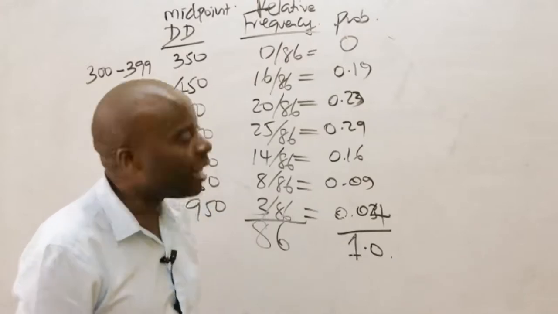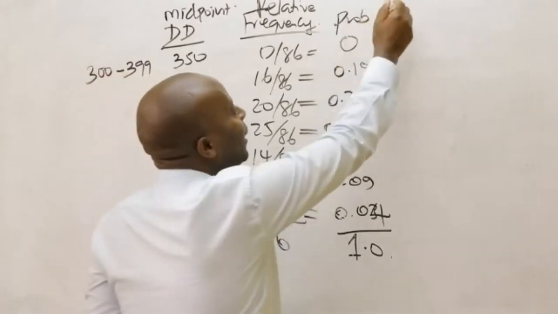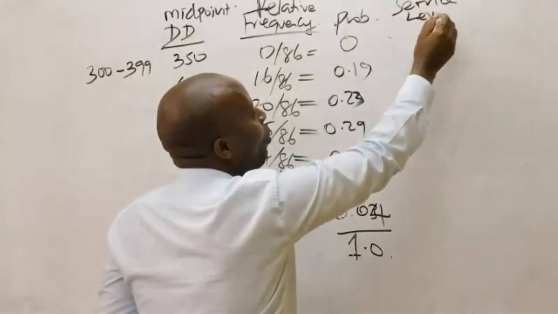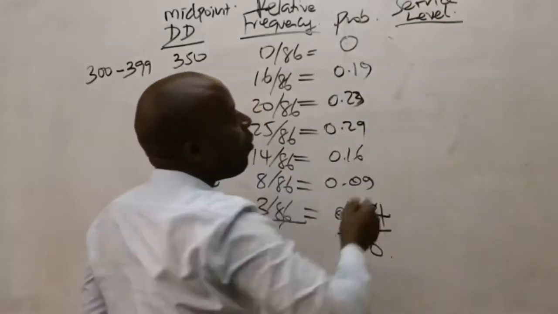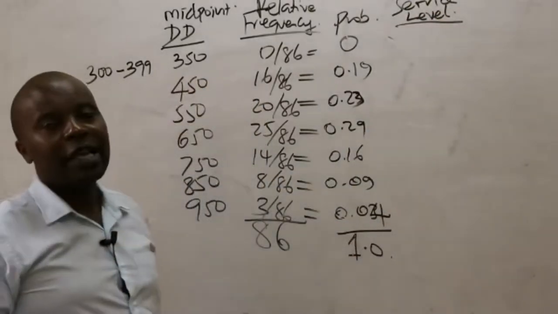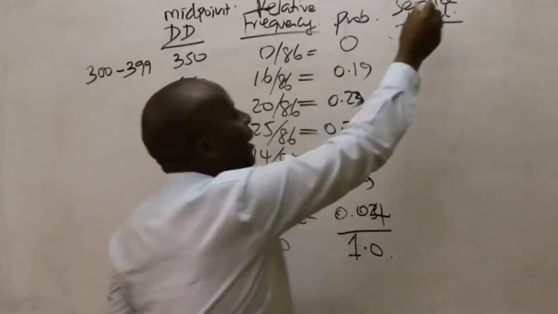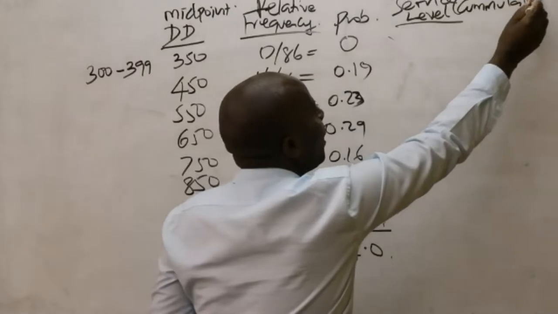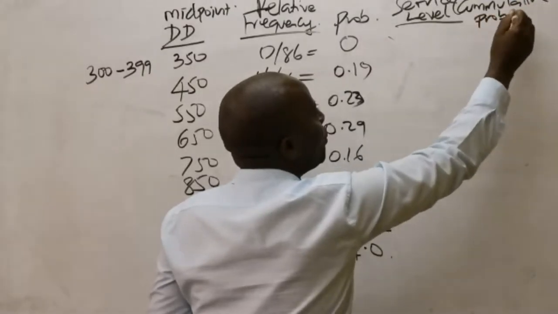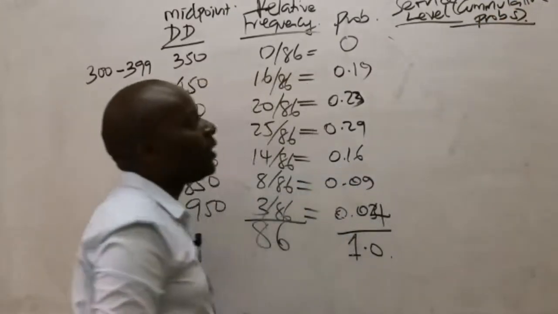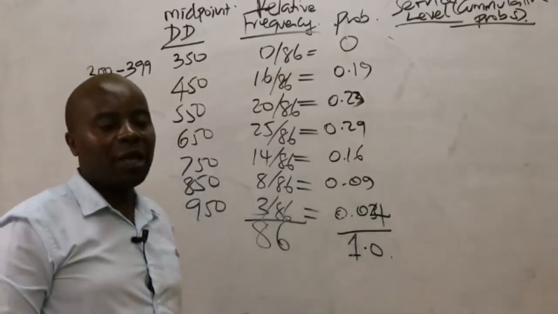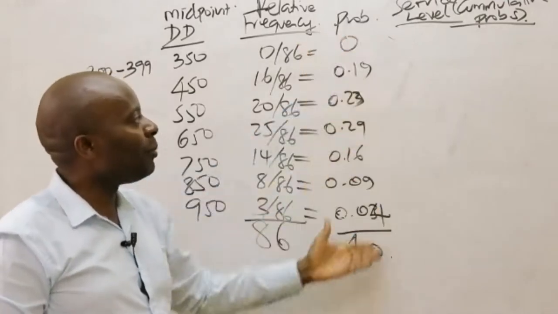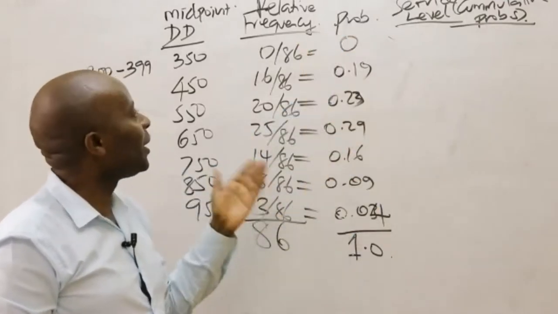Now, ladies and gentlemen, after that, I will create the last column called the service level. Service level basically captures what we call the cumulative probabilities. So you simply accumulate these probabilities down.